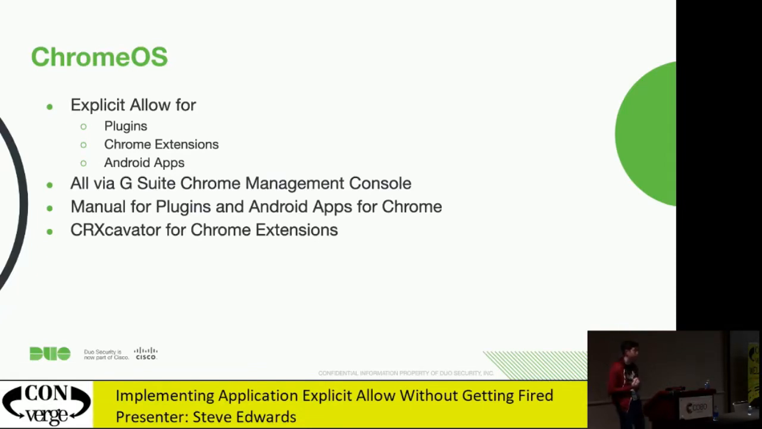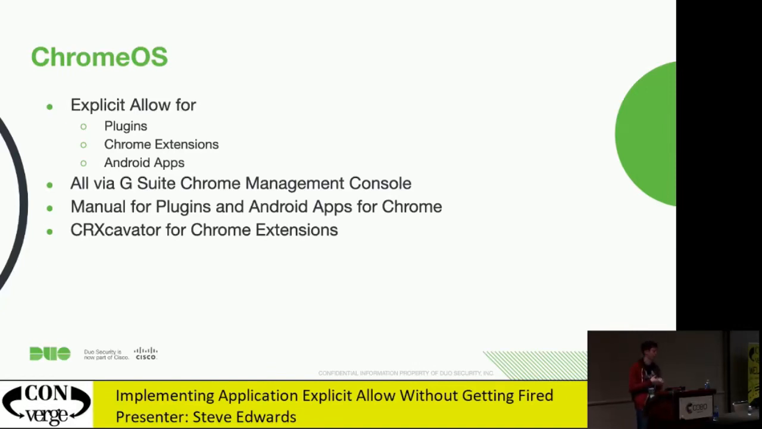With G Suite for Chrome OS and also all of our Chrome browsers, we enforce explicit allow for plugins like Java and Flash, and basically none of those, as well as Chrome extensions. On Chromebooks as well, because you can run Android apps within Chrome, we also enforce explicit allow for Android apps. We manage all of that through the G Suite console. It's manual for plugins because there are very few that people are asking for, and for Android apps as well, because although there's a huge Android app ecosystem, at Duo very few people are actually asking us to add new Android apps.